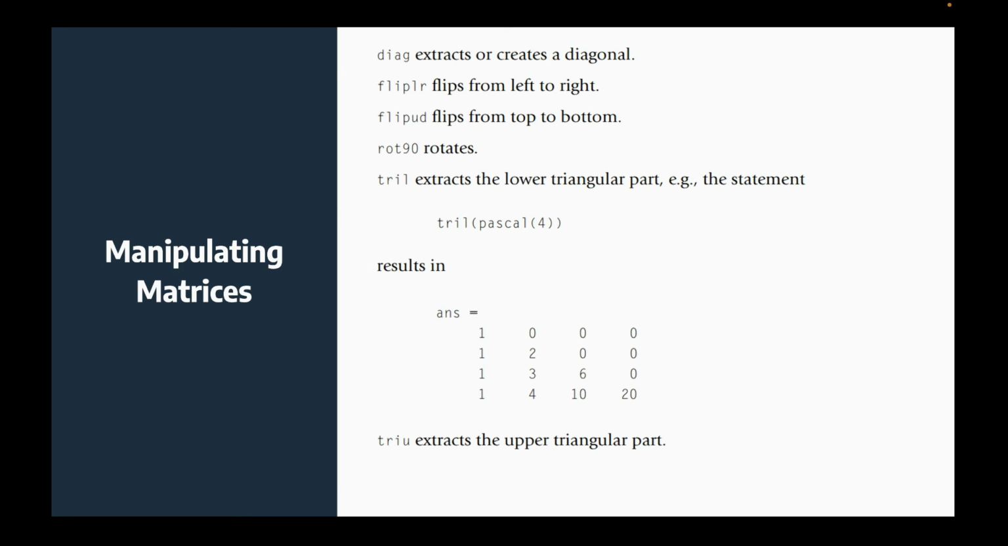Now, the function diag stands for diagonal. It extracts or creates a diagonal matrix. fliplr will flip the matrix from left to right. flipud will flip from top to bottom. And rot90 rotates the matrix. And tril will extract the lower triangular part. As you can see here, tril of pascal of 4 would give you this result. You can compare with the original matrix of pascal 4.